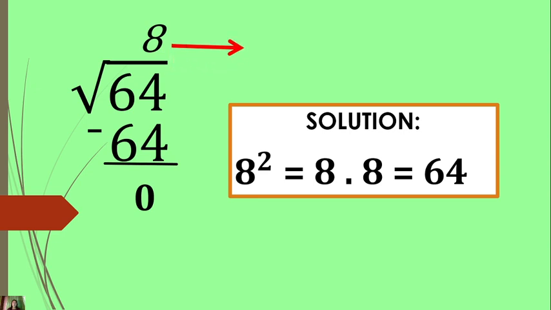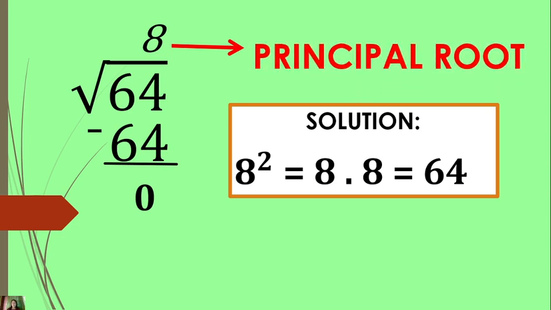Next, how do you call 8? The result in getting square root of 64 is what we call principal root. Next, how about 64? So since the principal root is 8, 64 is what we call a perfect square.